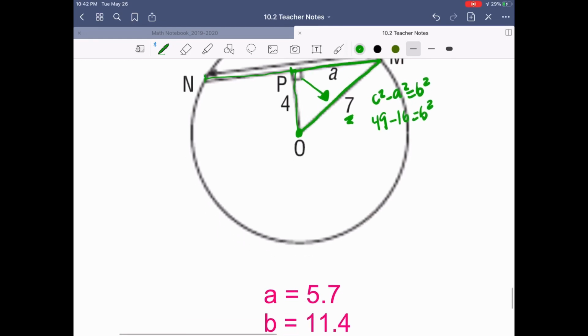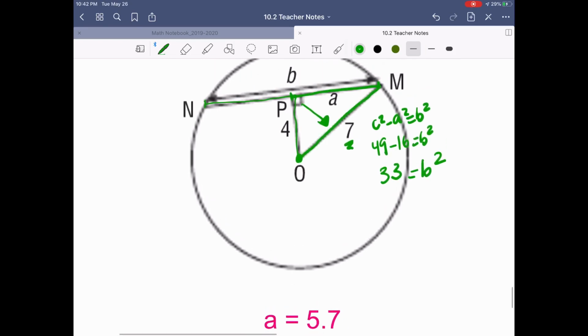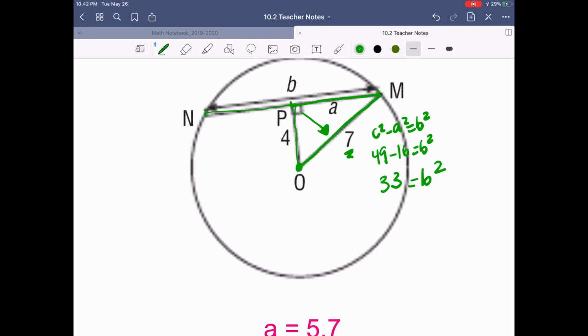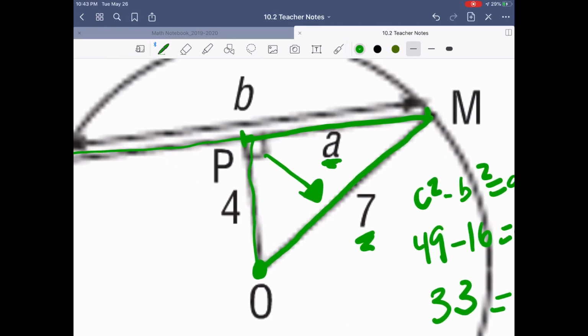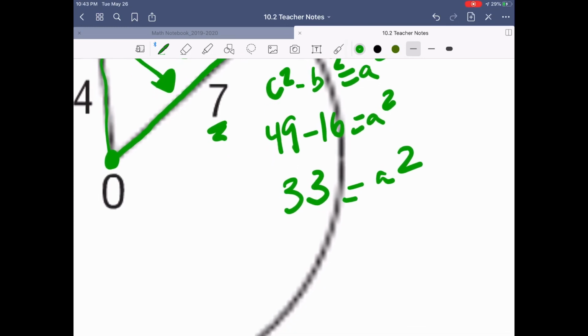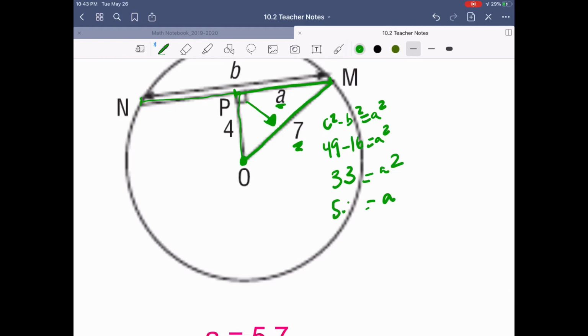Okay, 49 minus 16. 9 minus 6 is 3. 4 minus 1 is 3, so 33 is equal to B squared. So to find B, which is actually, I'm going to change this to A so it's not confusing. I'm just changing it to A because it's actually labeled as A. Okay, so if you square root 33, A would be equal to 5.7.